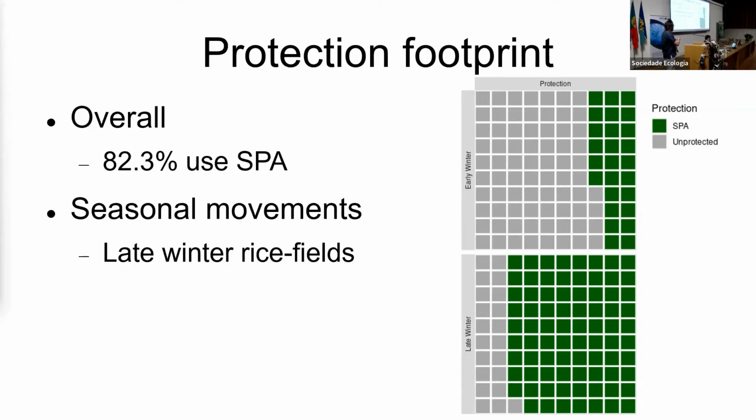So I should say on these graphs, every square is 1% of the population. And we can see in the early part of the winter, only about 25% are protected, and then this goes up to nearly 90% in the late part of the winter.